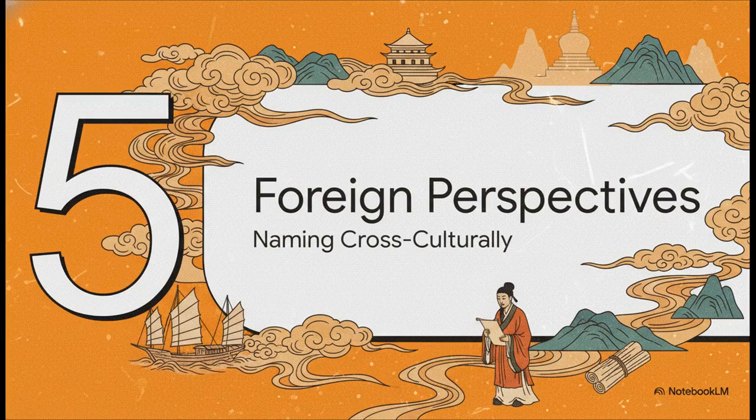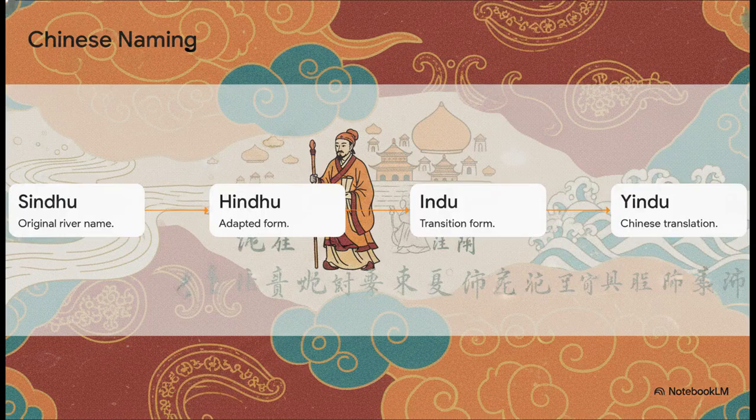Section 5. Cross-cultural naming perspectives. Just like the Greeks and Persians, ancient Chinese scholars interacted deeply with the subcontinent. A very famous pilgrim named Xuanzang actually traveled through India for 17 years in the 7th century. Through these interactions, the Chinese also adapted the word Sindhu phonetically. The progression went from Sindhu to Hindu to Indu, eventually arriving at the Chinese terms Yindu or Yintu.